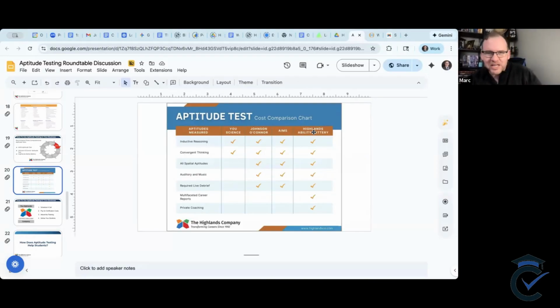The reason why I don't use uScience is there are 2 spatial aptitudes and uScience only measures one of them. The difference between those would be like, should you go to law school or should you be an engineer, right? That's a pretty big distinction. The nuts and bolts one, the mechanical one that I just showed you, uScience doesn't test that one. Additionally, uScience doesn't test any of the auditory ones.